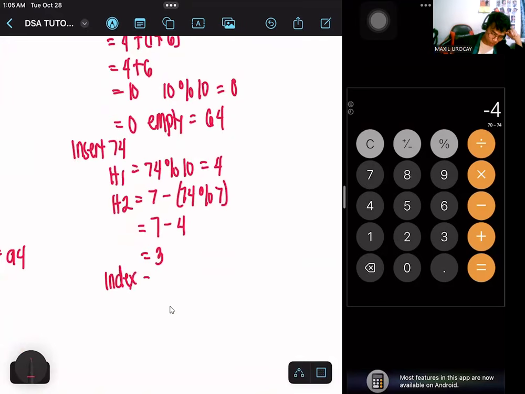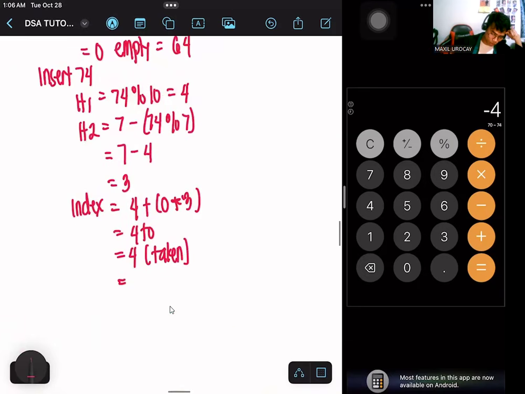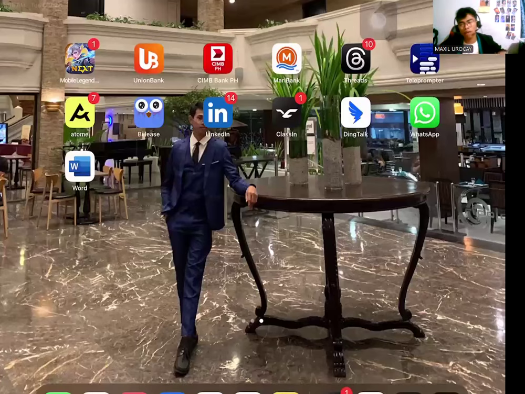Your index right now will become 4, hash 1, plus 0 times 3. So therefore, it will become 4 plus 0 and equals 4. 4 is actually taken, so therefore, we will run through. So it will become 4 plus increment, which will become 1 times 3. So 4 plus 3 will become 7. So let's try to check index number 7.